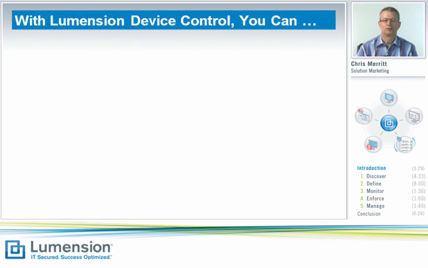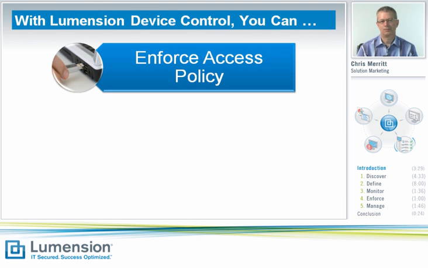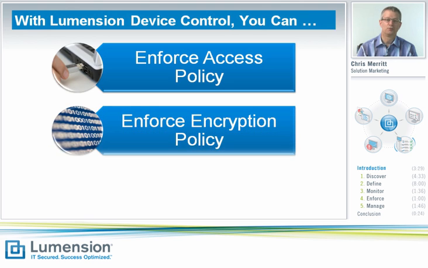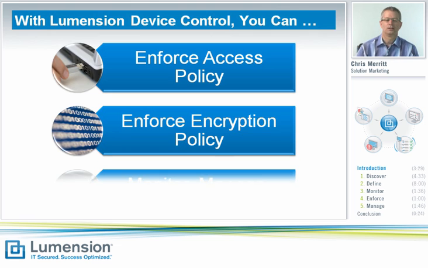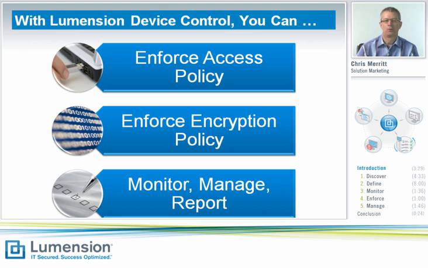Using Lumension Device Control, you can mitigate the risks you're facing today by enforcing data and media access policies that don't impede your business productivity, by enforcing data encryption policies for removable storage devices like USB keys and media like CDs and DVDs, to protect the valuable data that might be transferred off the endpoints, and to monitor, manage, and report what's going on your endpoints.